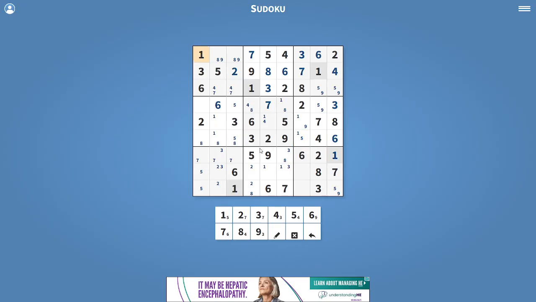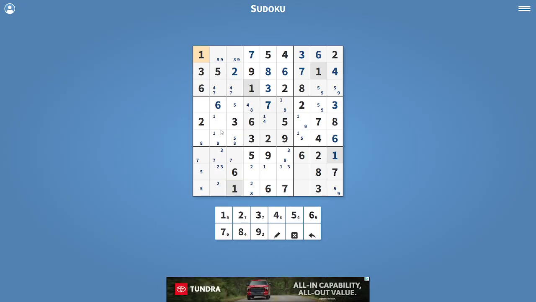So let's just go through our numbers again real quick just to verify. Like we know 1 has to be here or here, 1 has to be here or here. So we actually know that 1 has to be right here, which means that 4 is there and 8 is there.